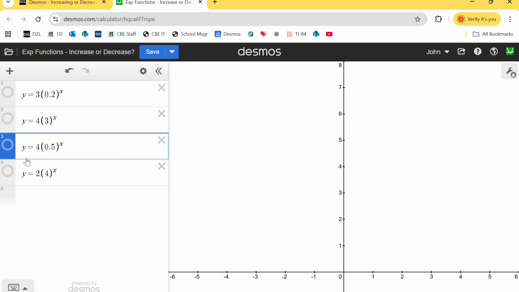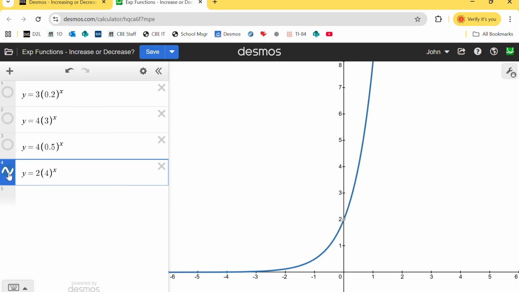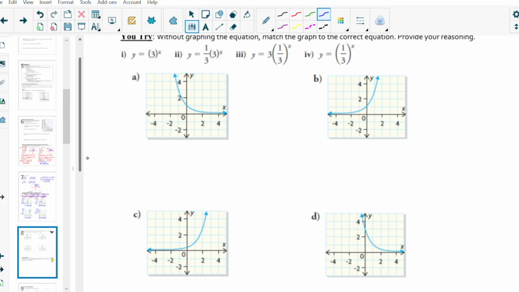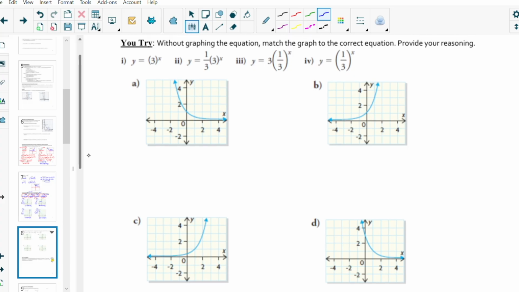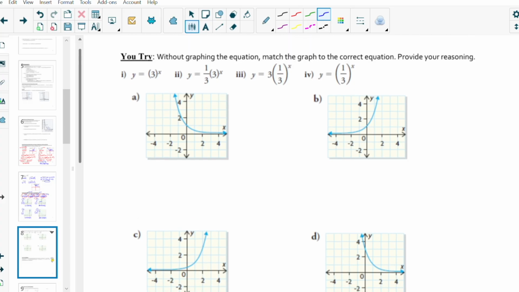And the last one, I have an a value that's positive. The base is 4, so it's greater than 1. This is going to be an increasing function. When x is 0, the y-intercept is 2, so it's going to go through 2 and increase upward. And there we go. Pause it here, give it a try. Okay, come back.